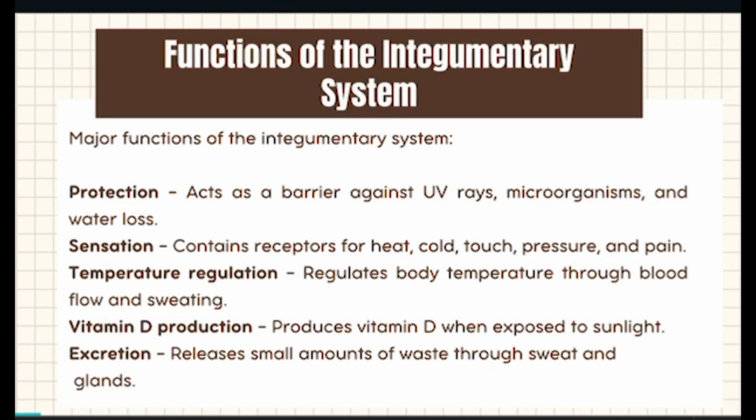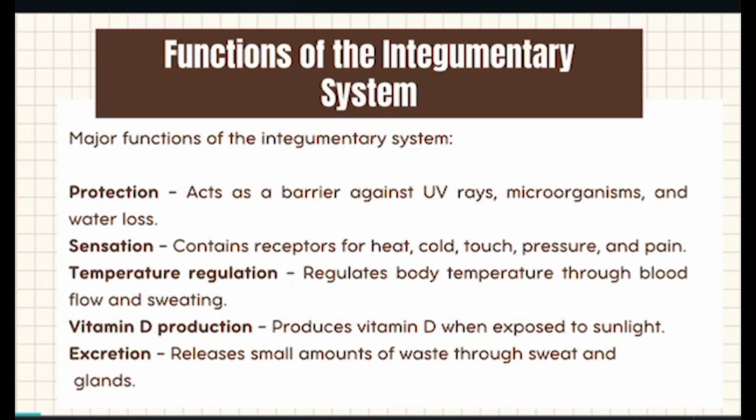Temperature regulation regulates body temperature through blood flow and sweating. The fourth one is vitamin D production. Vitamin D production produces vitamin D when exposed to sunlight. The last one is excretion. It releases a small amount of waste through sweat and glands.